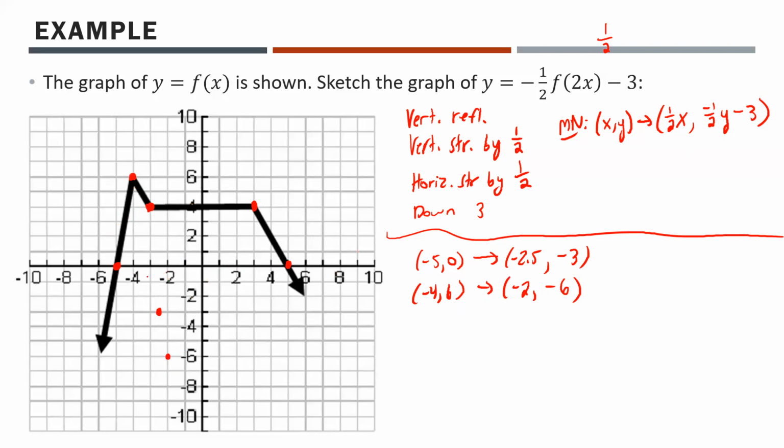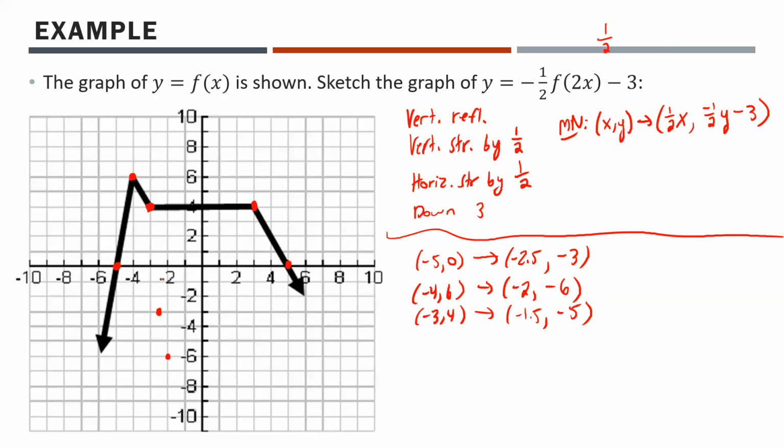Now this next one I'm going to graph is negative 3, 4. So negative 3, 4. Transform that. Negative 3 times 1/2 is negative 1.5. 4 times negative 1/2 minus 3. So 4 times negative 1/2 is negative 2. Negative 2 minus 3 is negative 5.